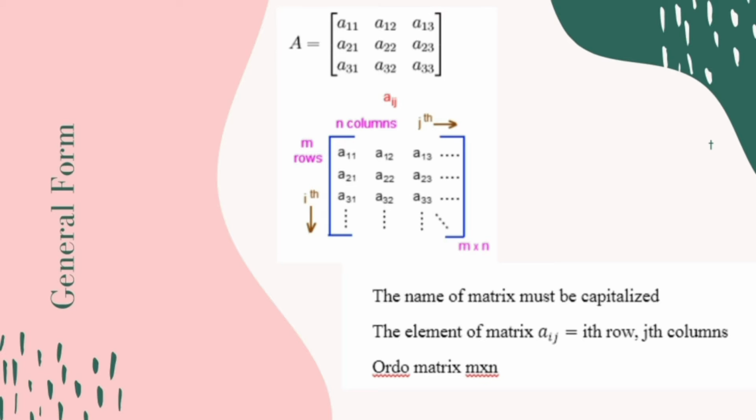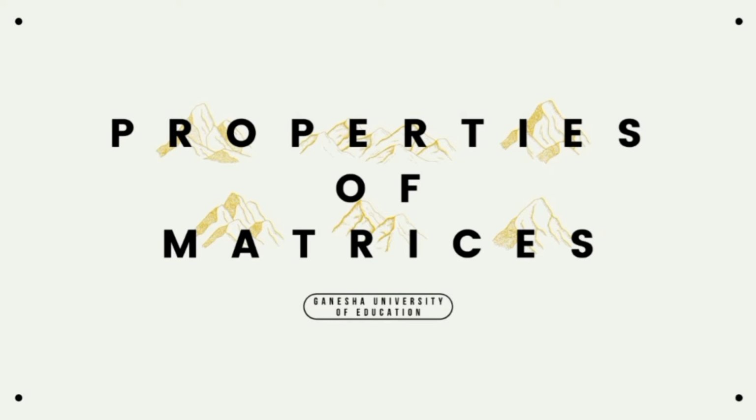Next, about the general form of a matrix. You can see the general form in the slide, which has 3 notes. First, the name of a matrix must be a capital letter. The elements of matrix A are a sub i j, with i for each row and j for columns, and lastly the order of the matrix is m times n. Next, we talk about the properties of a matrix.